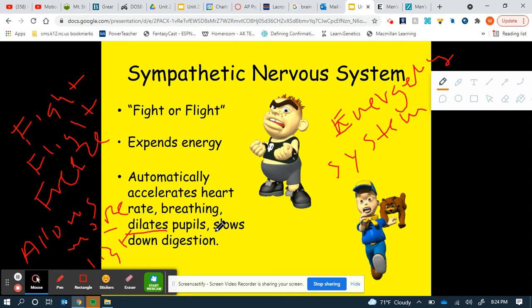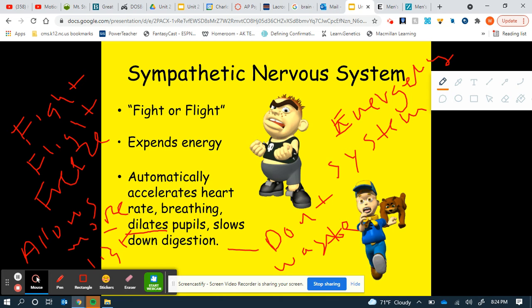It slows down digestion. Now you might think that's counterintuitive, like if you get scared, you might pee yourself, but the reason that it slows down digestion is because we don't want to waste energy on digesting things if we're in a fight or flight, life or death situation.